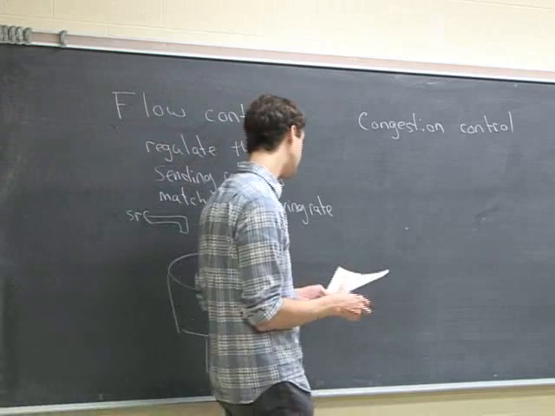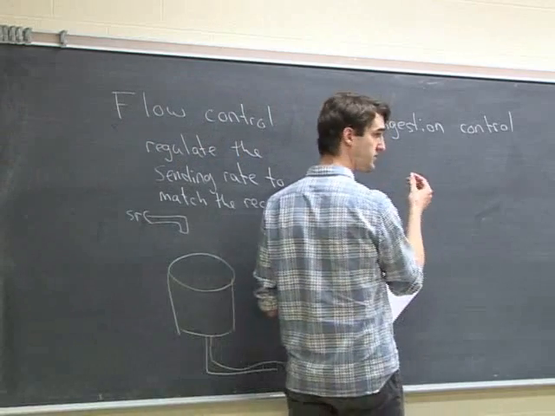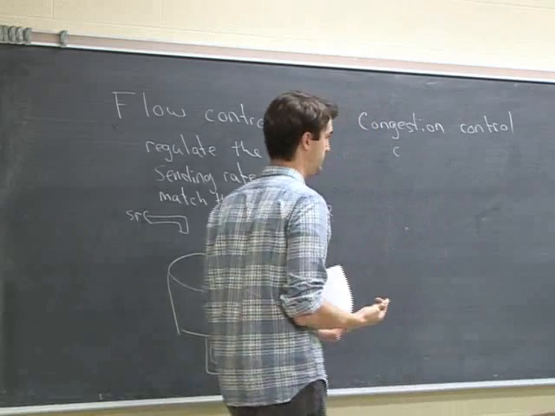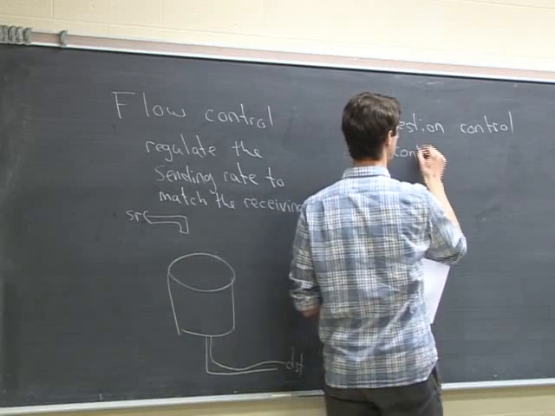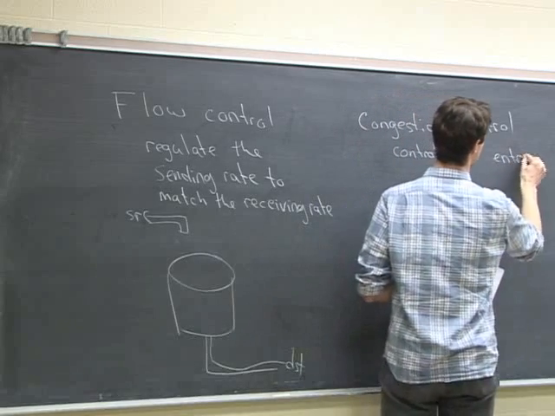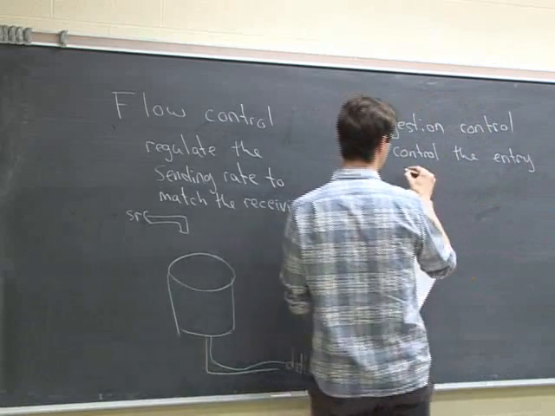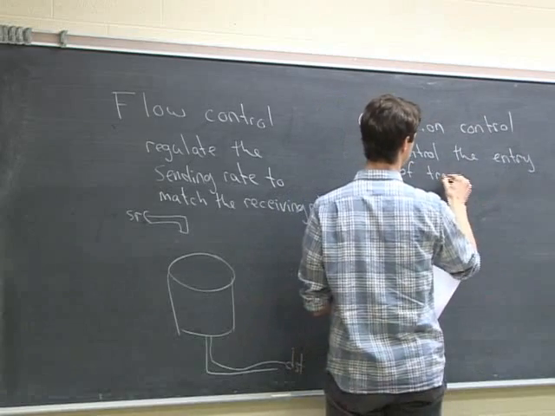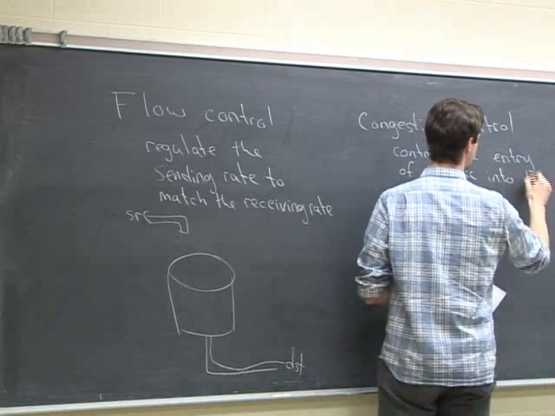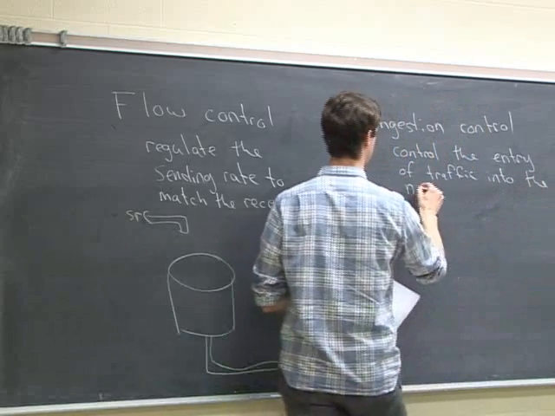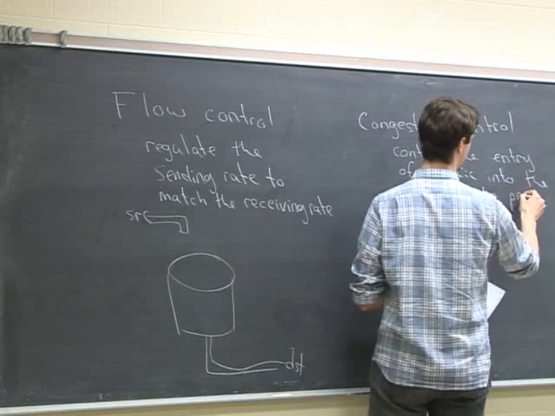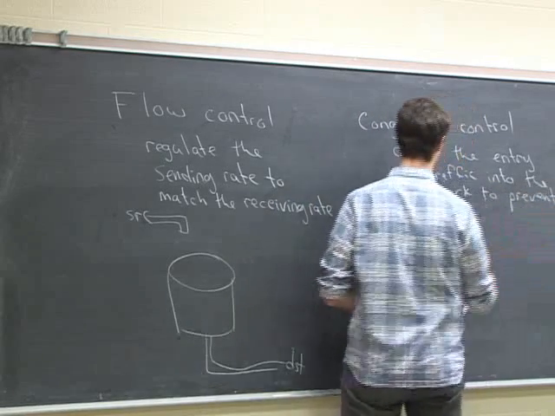So the difference is congestion control controls the entry of traffic into the network to prevent congestion collapse.